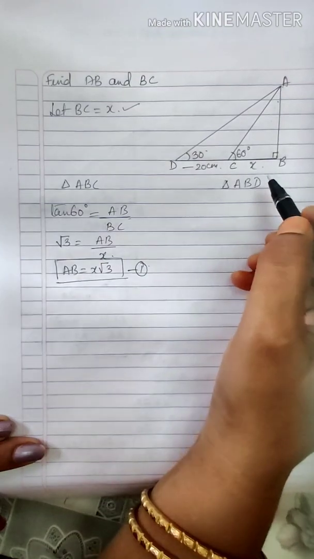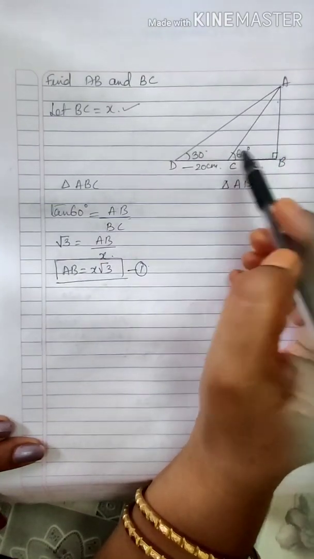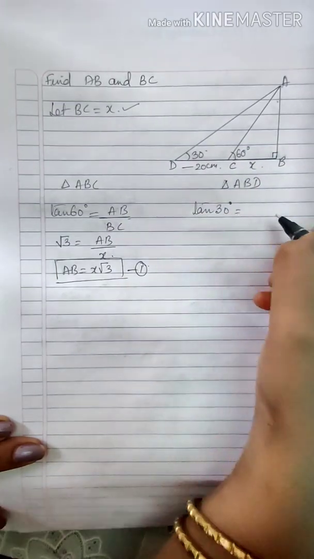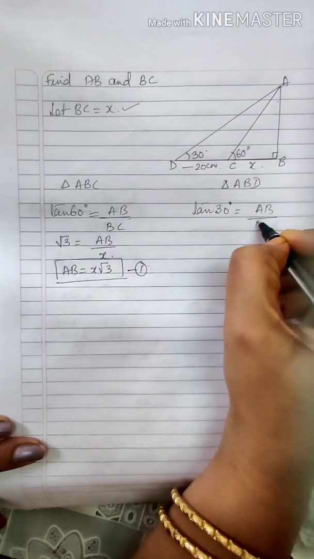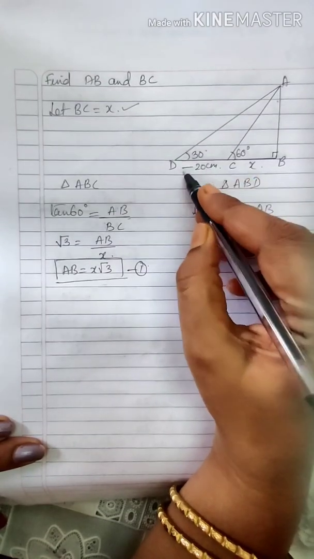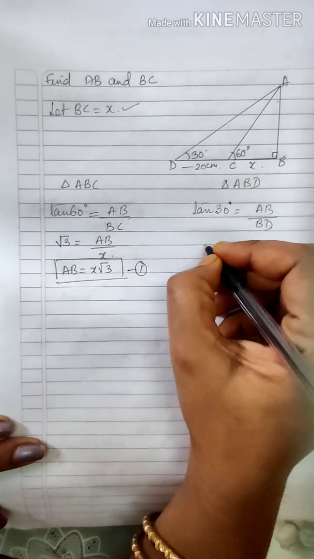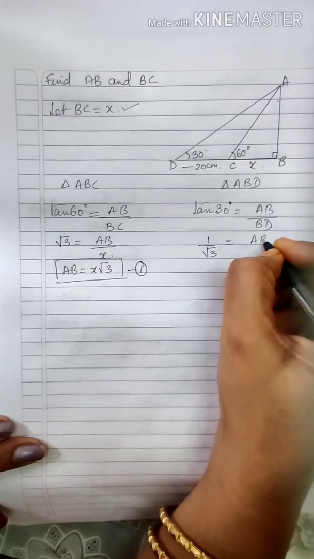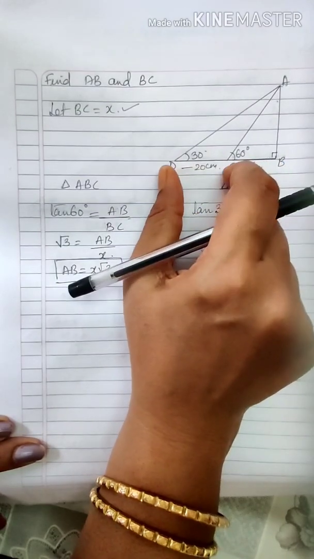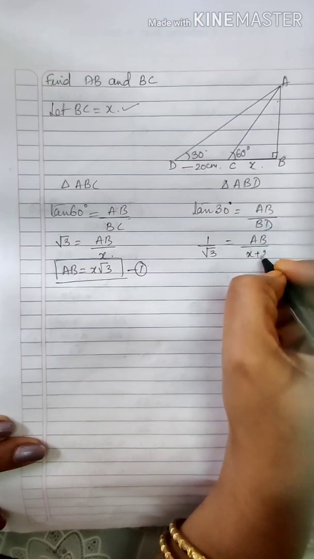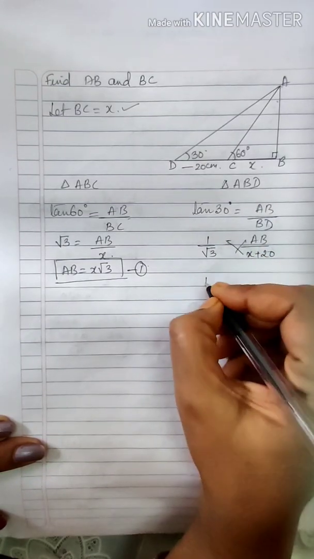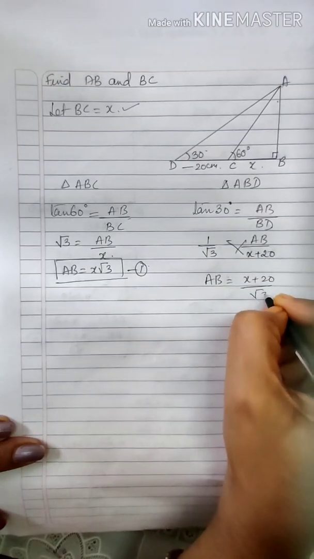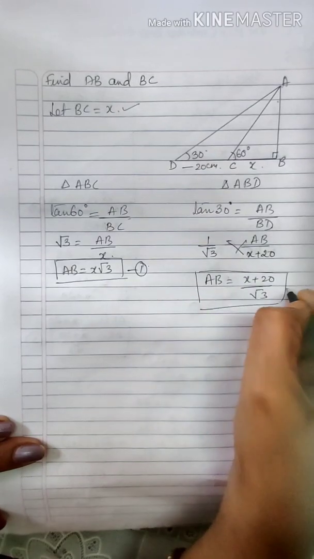Now coming to the next right angle triangle, triangle ABD. So in triangle ABD you have tan 30 is equal to AB upon BD. And here it is given CD as 20 centimeter. So tan 30 is 1 by root 3, AB upon BD. What is BD? BD is BC plus CD. So it becomes x plus 20. Doing cross multiplication, you get AB is equal to (x plus 20) upon root 3. This is your second equation.